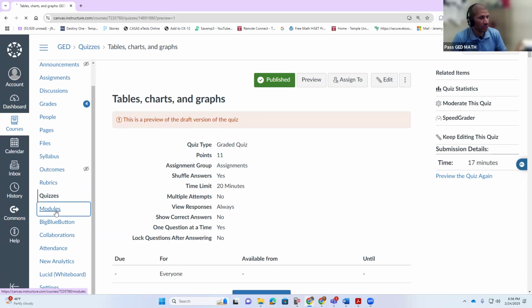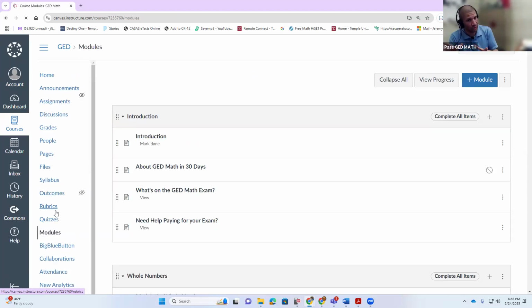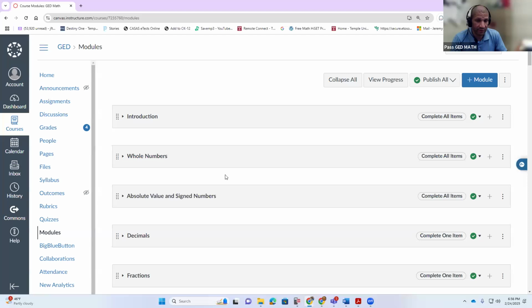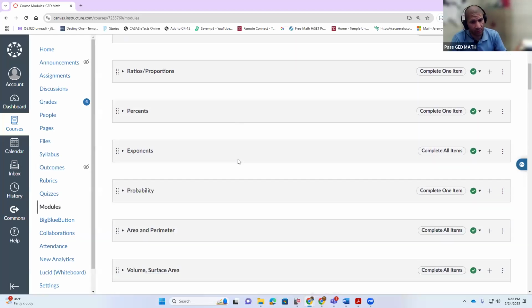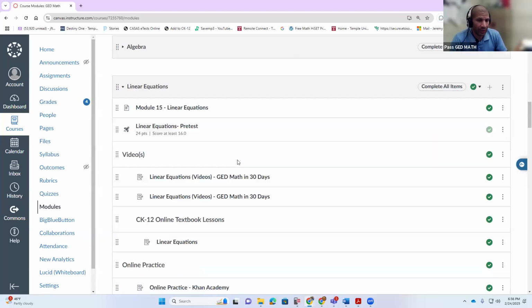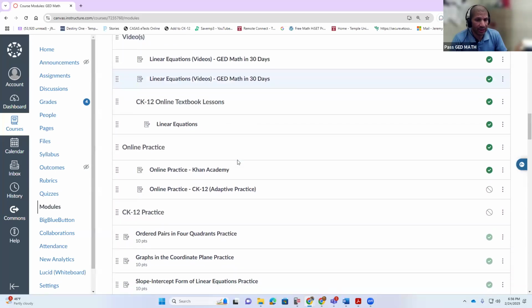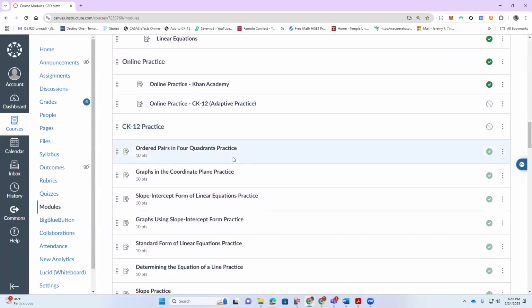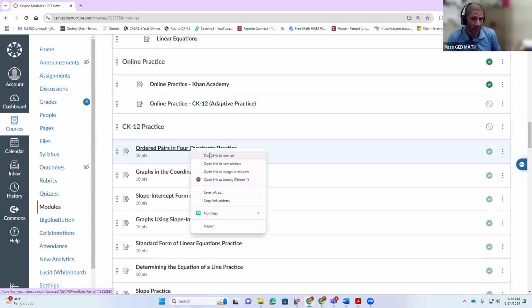So let me go to my module. This is a free course that I created to cover almost anything that's going to be on the GED. So what I did was I put this under linear equations. It's the coordinate plane, so ordered pairs in the quadrant plane. So let's look at that.